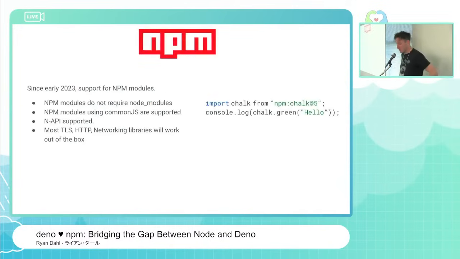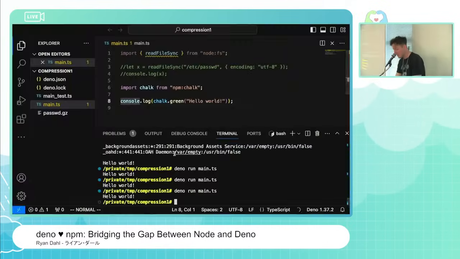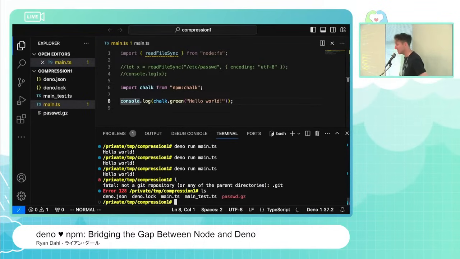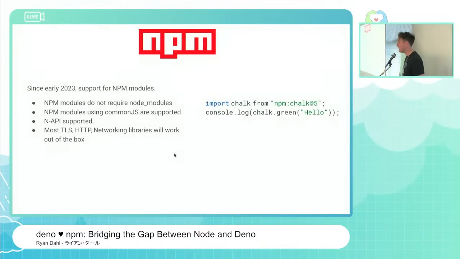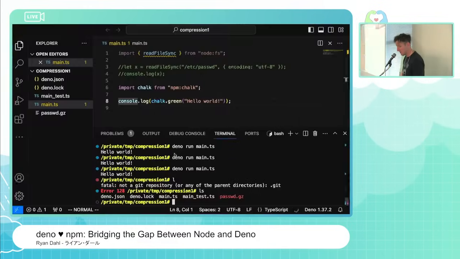NPM modules generally work, and this goes very deep. We support NAPI even. This is like compiled Node extensions, Node add-ons. We support most of the TLS, HTTP, networking libraries. Almost all of this stuff works out of the box. You might notice that in my directory right here, there is no node_modules folder. That didn't need to get created. This is all kind of internal to Deno, and hopefully making the lives of developers much easier.